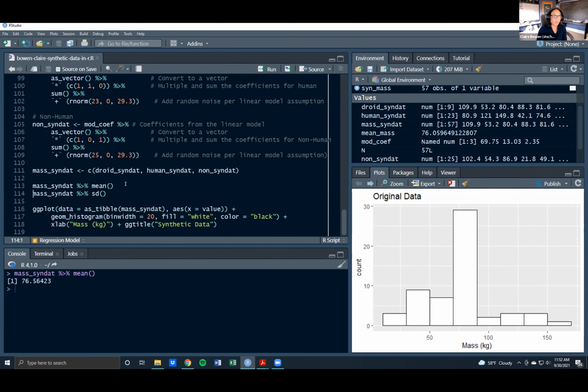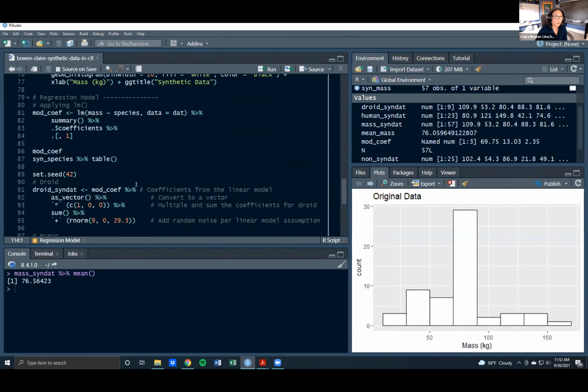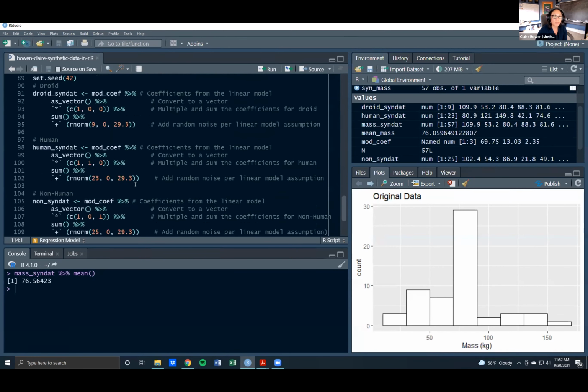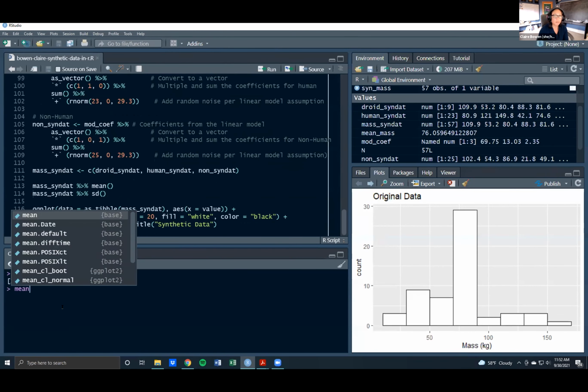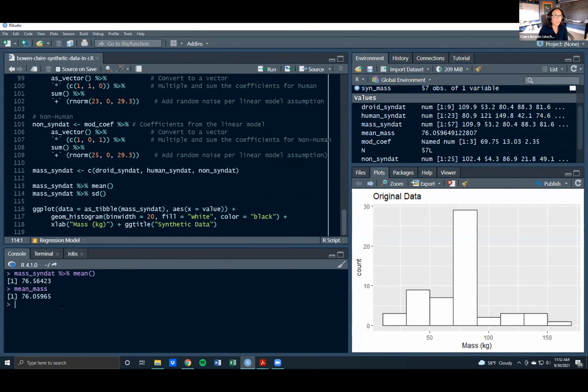So we see a mean of 76.56. Let me scroll back up. What did I call it again? Mean mass, I think. Yeah, that's actually not too bad. I kind of forgot what the outputs were, that's why I'm surprised. Then for this, I think it's SD mass, based on my naming conventions. Okay, so the standard deviation is a bit wider, but it's actually not too bad. So based on our regression model, we actually replicated pretty well.